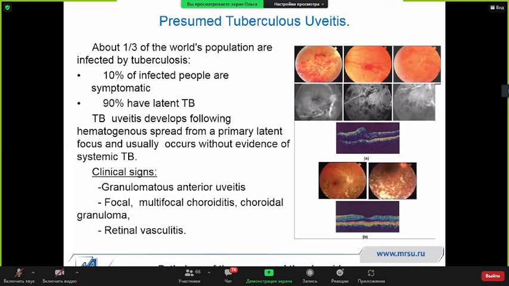Tuberculosis uveitis. It is mostly granulomatous anterior uveitis, focal, multifocal choroiditis and choroidal granulomas, retinal vasculitis. So the inflammatory process is mostly in the anterior part of the choroid, but vessels mostly suffer in the retina, in the backside.